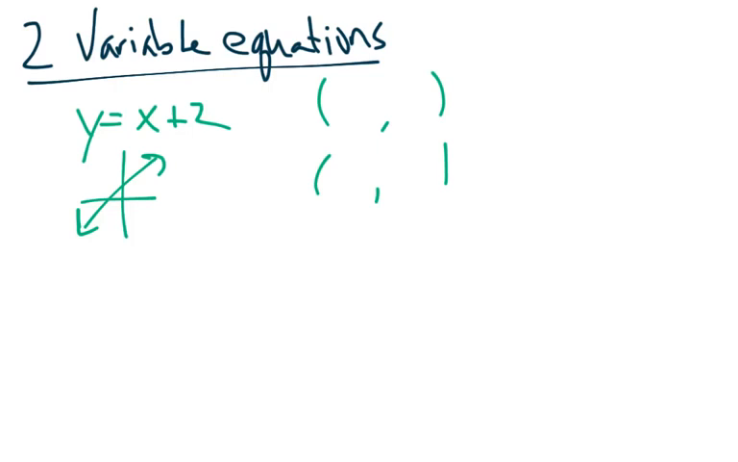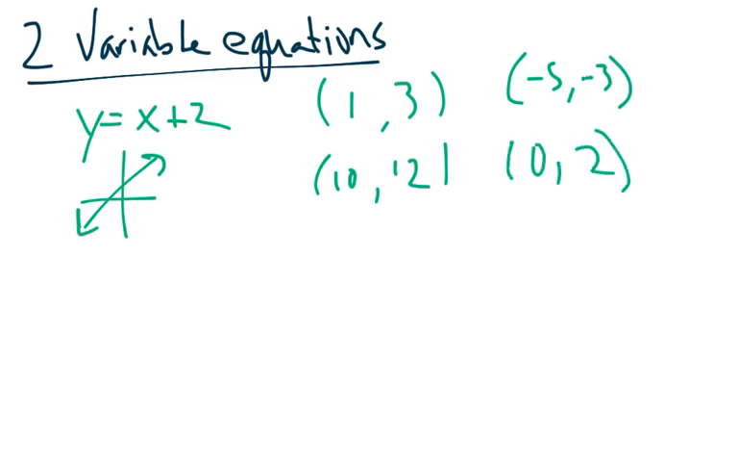For example, if I look at this equation and I let x be 1, y has to be 3. If I let x be 10, y has to be 12. And I could keep playing this game forever and ever. So I could go with -5, -3, and then 0, 2, and just on and on and on.